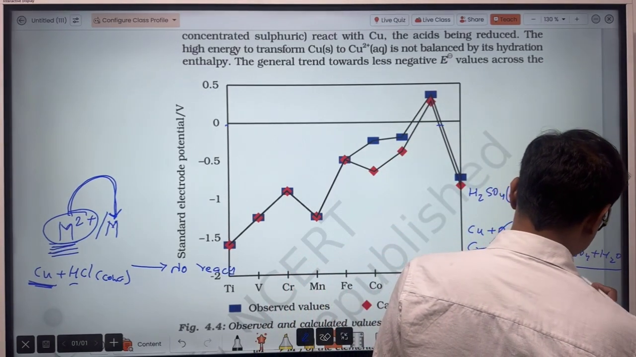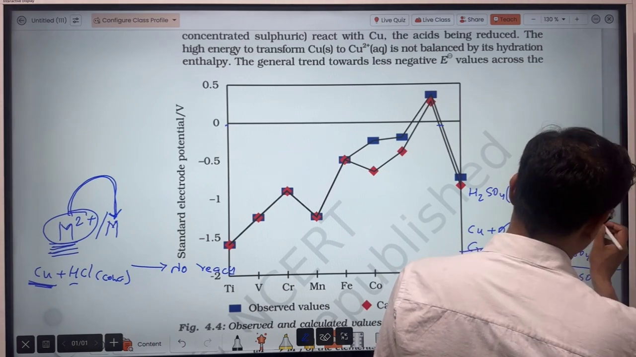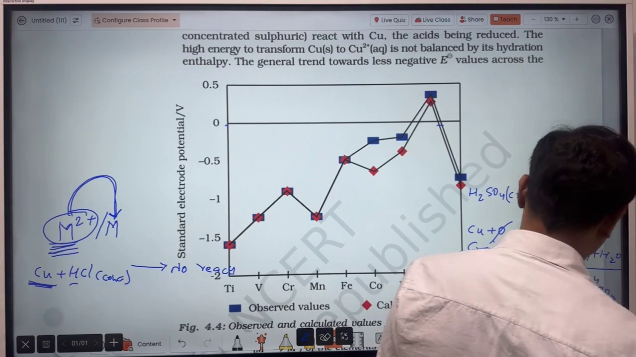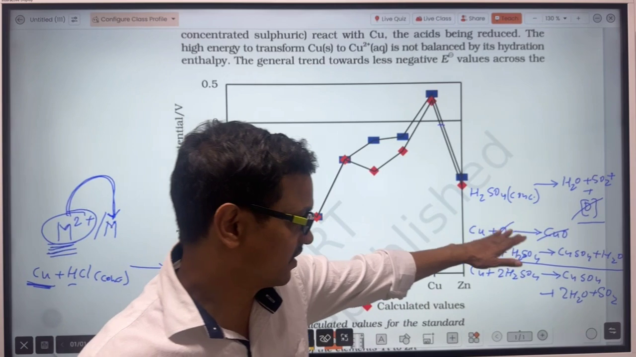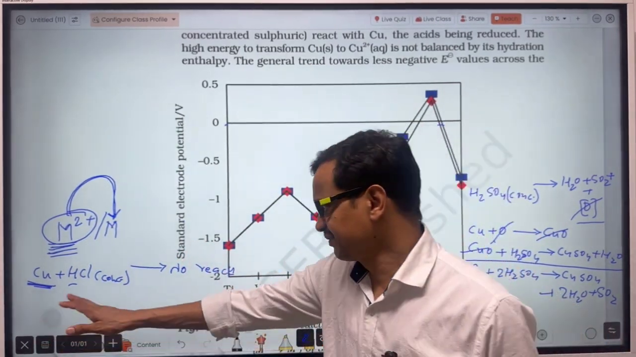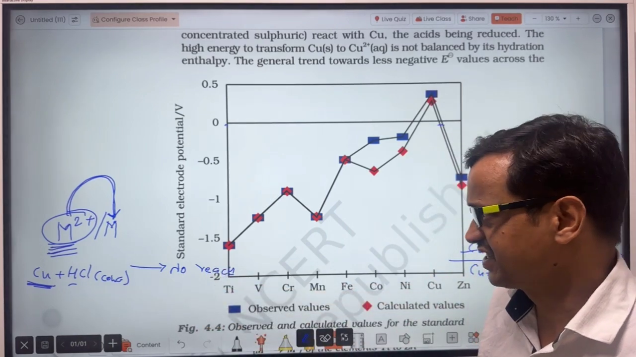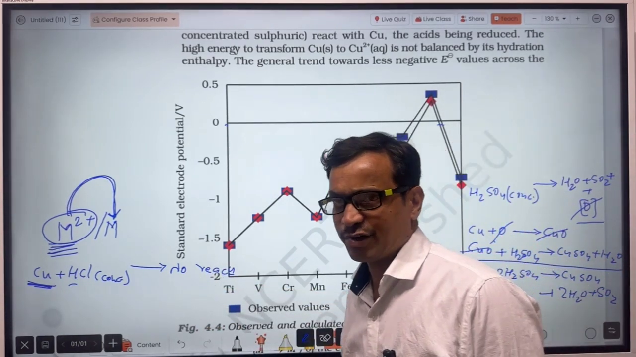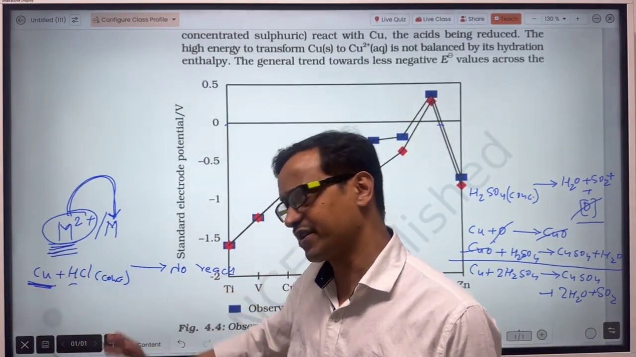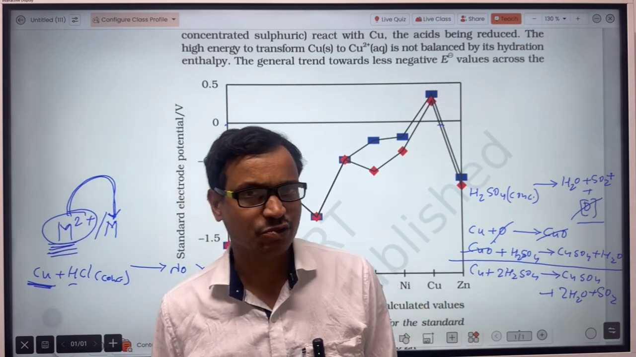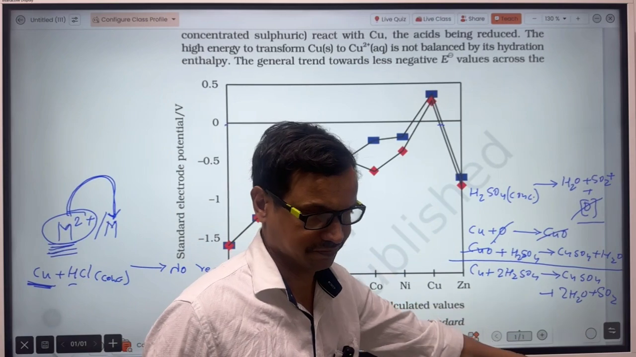There will be formation of CuSO4, 2 moles of H2O and SO2. Okay, so this is here. That's the reason copper doesn't react with HCl: the standard electrode potential of copper is positive. That's why it cannot displace H+ from the acid. It cannot displace hydrogen from the acid. That's why copper doesn't react with HCl, but it can react with H2SO4.